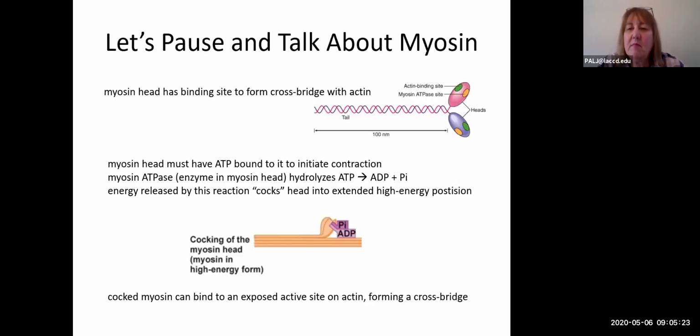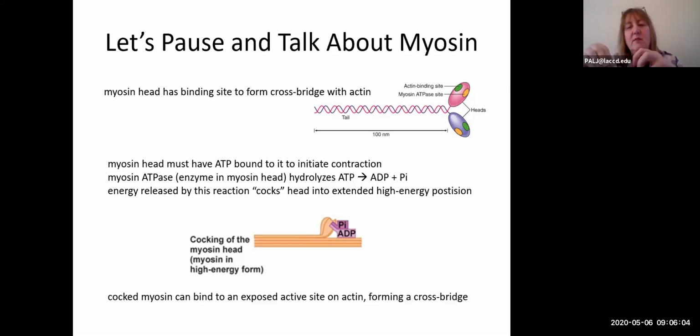Okay, so let's talk about myosin just for a second. Here's our myosin molecule with this one showing two heads on it, and I want to point out this green area is the binding site where it's going to go into the actin, and that's how it forms the cross bridge. In addition to that, there's two other binding sites. One contains ATPase, which is the enzyme that will break down ATP to ADP plus inorganic phosphate. So in order to initiate contraction, this myosin head must have ATP bound to it, which is the third binding site. So ATP comes and binds.